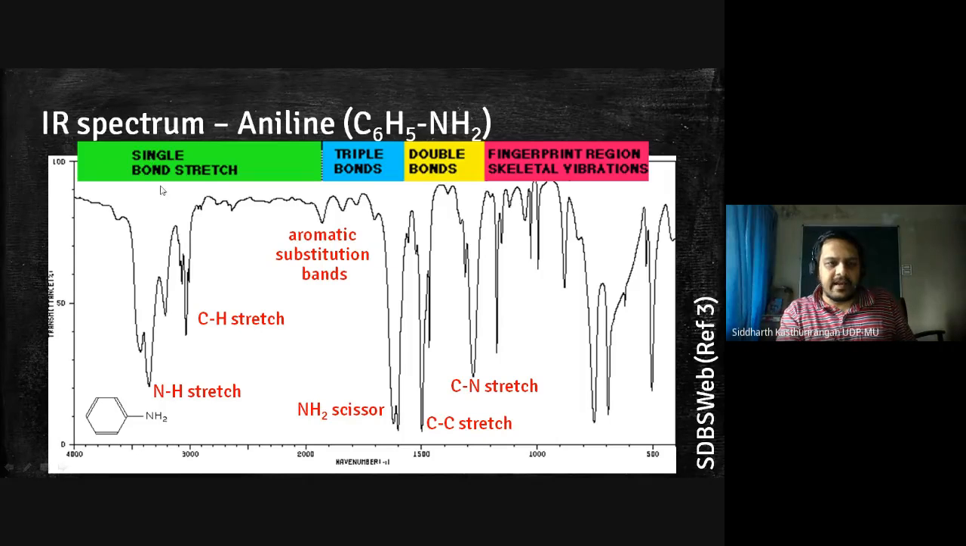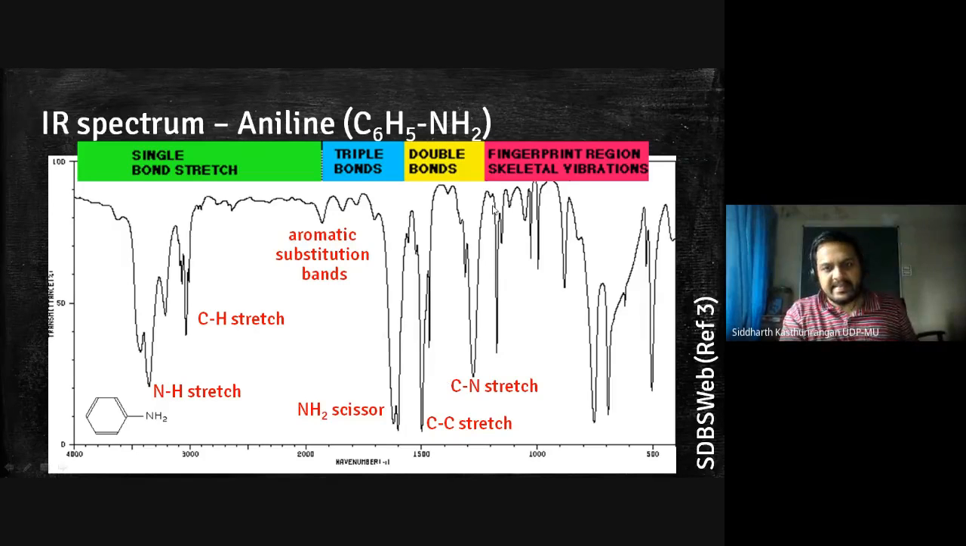whenever there is a single bond and it is stretching, then you will get vibrations in this region, more or less, that is from 2000 to 4000 centimeter inverse. The unit for wave number is centimeter inverse. You know that. Then between 2000 and let us say 1200 or 1300, you have other bending and other larger atom stretching vibrations, and double bonds and triple bonds will also show up in this region.